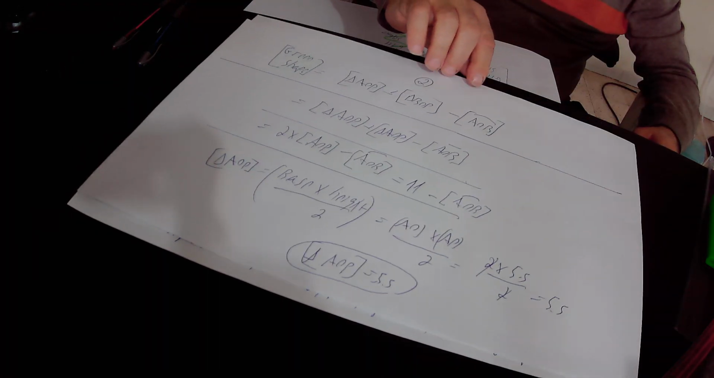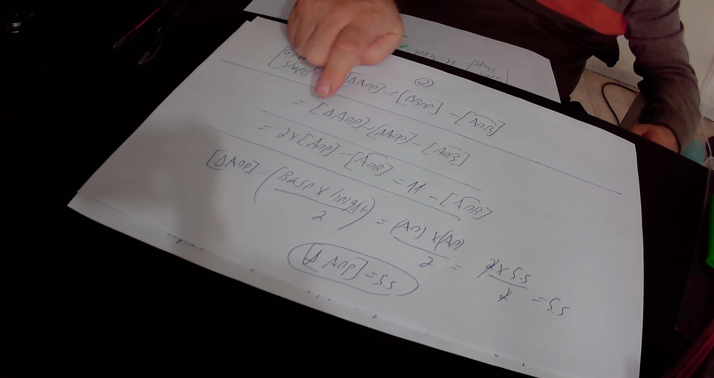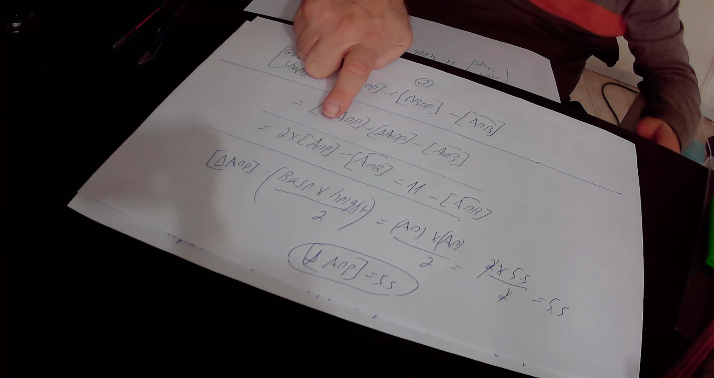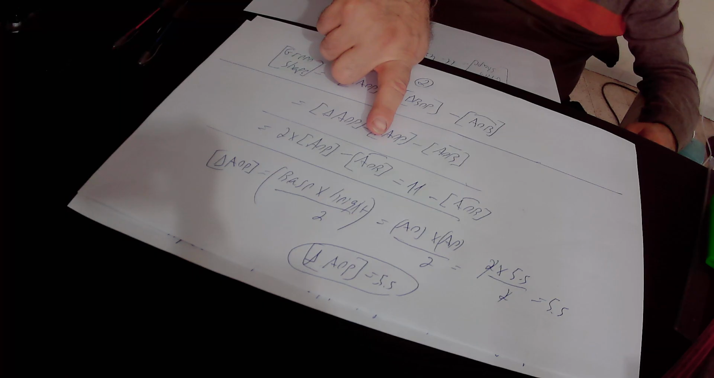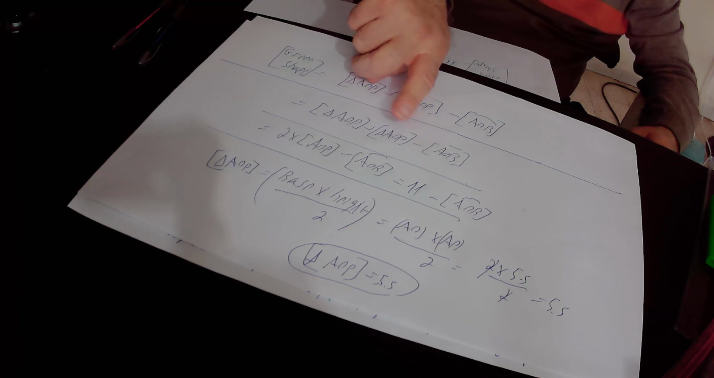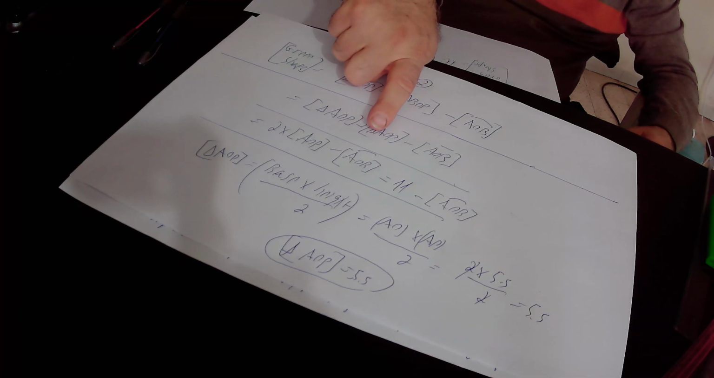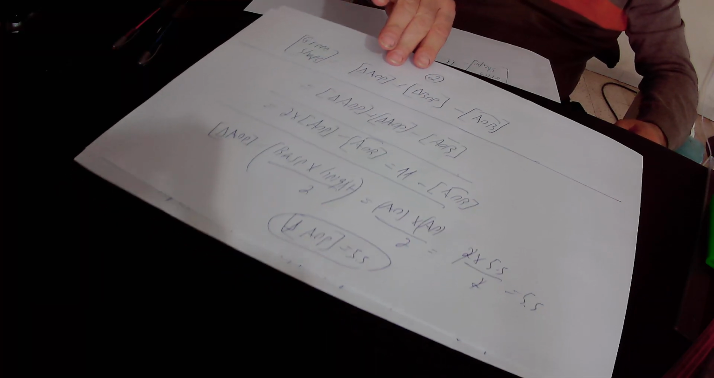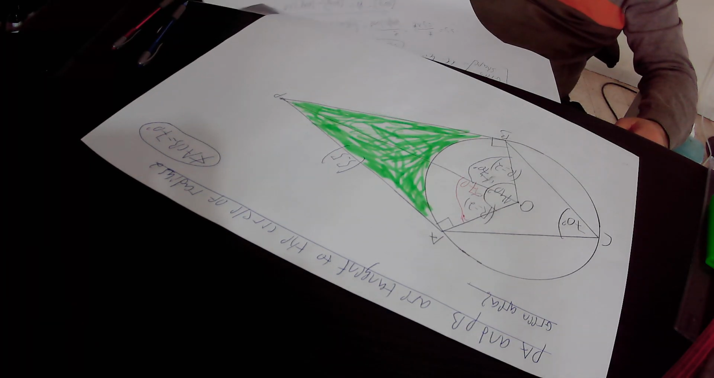And we already found out that the area of the green shape equals 2 times the area of the right upper triangle AOP, that is 5.5 square units, minus the area of sector AOB. So 2 times 5.5 is 11, and we have to subtract the area of sector AOB. So what is the area of sector AOB?